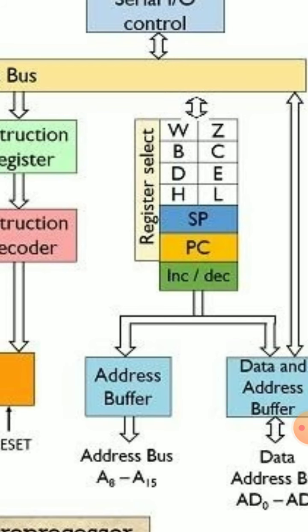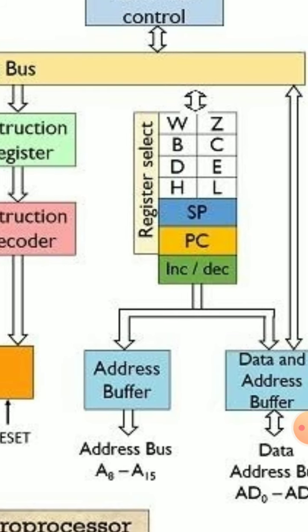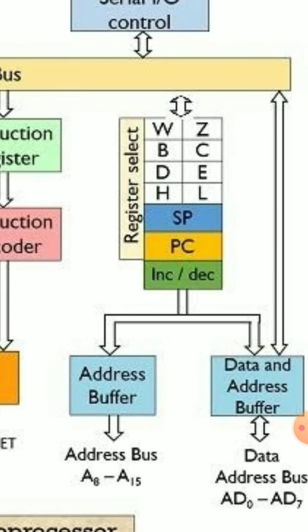Then here one specialty is there, that is the HL pair. The HL pair will always act as a memory reference pointer during indirect addressing. So during indirect addressing mode, the address is stored in the HL pair. That's why the HL pair acts as the reference pointer during indirect addressing mode. So this is very important.